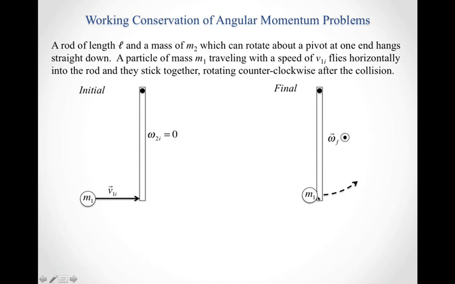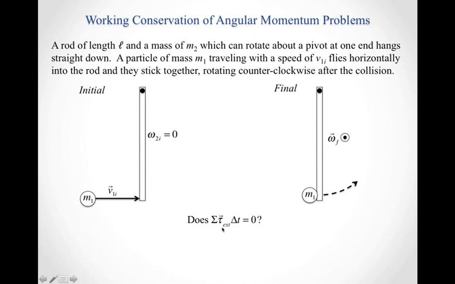Now the particle is stuck to the rod, and the two of them as a system start rotating counterclockwise about this pivot point. Just like with our linear momentum problem, we want to make sure that we can actually work our conservation of angular momentum here. So we need to check, is the net external angular impulse acting on the system 0?